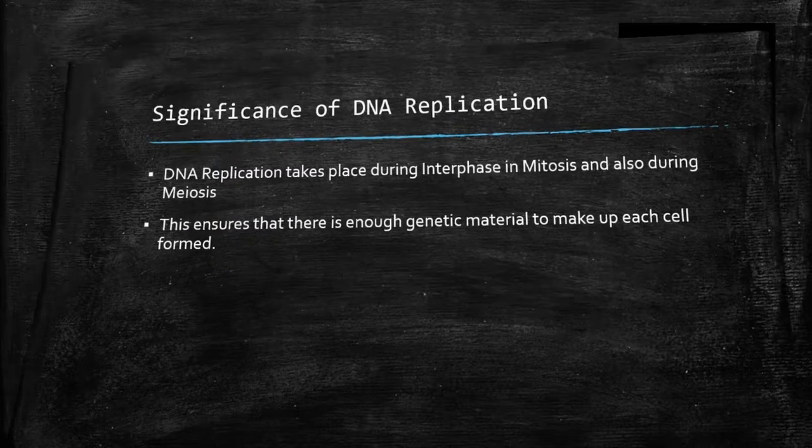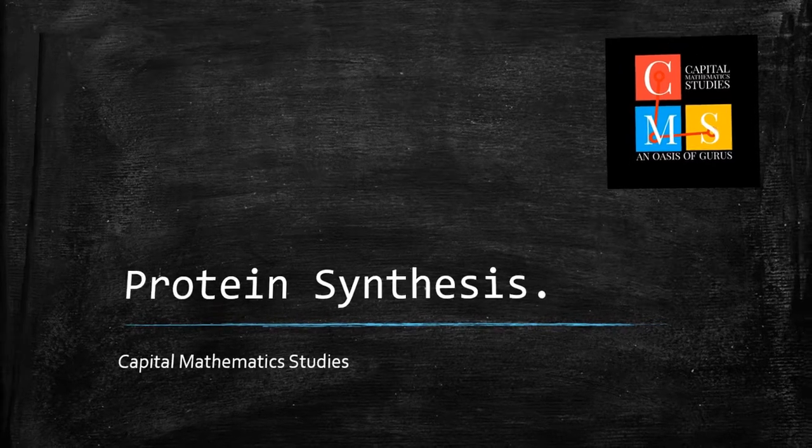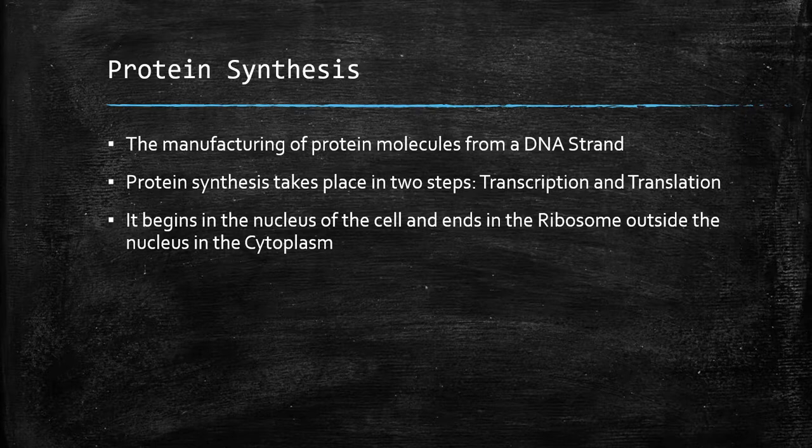Moving on to our next chapter, which is protein synthesis. I hope you're able to grasp these as much as possible. Now, protein synthesis is the manufacturing of protein molecules from a DNA strand. We remember the parts of the cell, we remember where the DNA is. The DNA is inside the nucleus. Protein synthesis takes place in two steps: transcription and translation. We'll go through those.